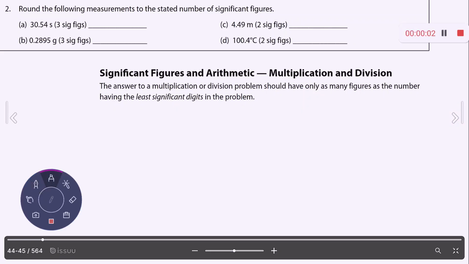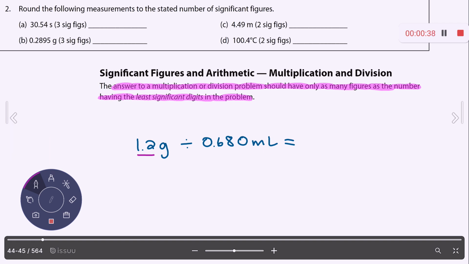Okay. Once I start multiplying and dividing with sig figs, the answer to a multiplication and division problem should have as many figures as the one with the least significant digits. So that means if I take 1.2 grams and, instead of multiplying, let's say we're dividing, let's say I divide it by 0.680 milliliters. Your answer can only have as many sig figs as the term with the fewest.